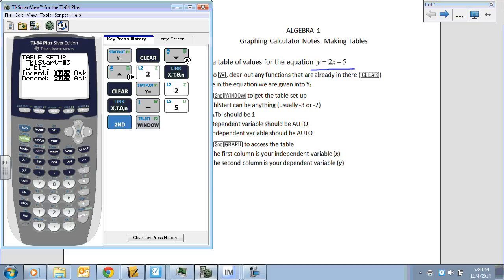You want independent and dependent to be on auto. What that means is it's automatically going to make you a table. If you don't have those on auto, you will get nothing unless you do the work yourself. And that pretty much is a waste of the calculator if you do the work yourself. So are we okay with this screen, ladies and gentlemen? Yes. All right. Stephen.